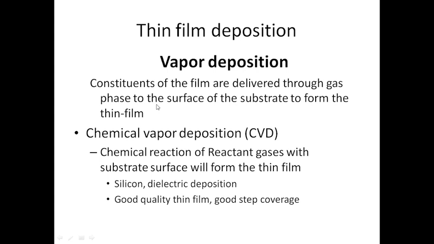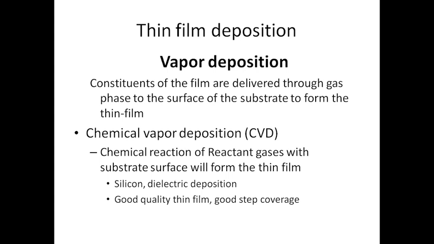So assume that you have a metal, it can be aluminum. The constituents of the film, in this case aluminum, will be delivered through the gas phase onto the surface of the substrate to form the thin film. So the gaseous form of that aluminum will be blown over the substrate so that it settles down on the substrate to form the thin film.